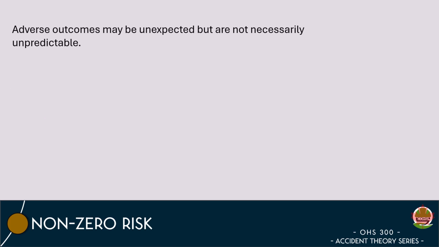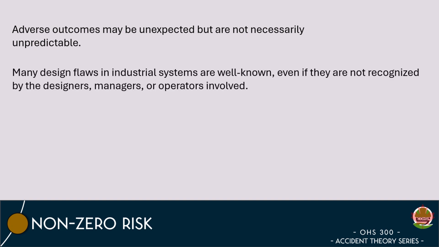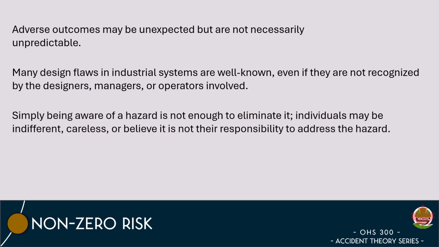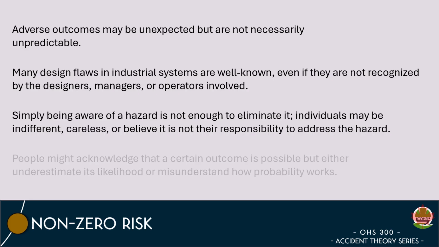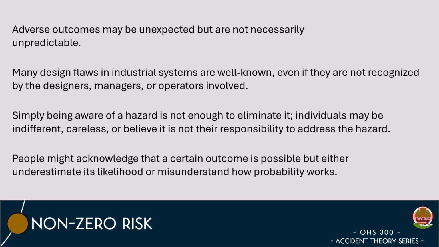Adverse outcomes may be unexpected but are not necessarily unpredictable. Many design flaws in industrial systems are well known, even if they are not recognized by the designers, managers, or operators involved. Simply being aware of a hazard is not enough to eliminate it. Individuals may be indifferent, careless, or believe it is not their responsibility to address the hazard. People might acknowledge that a certain outcome is possible, but either underestimate its likelihood or misunderstand how probability works.